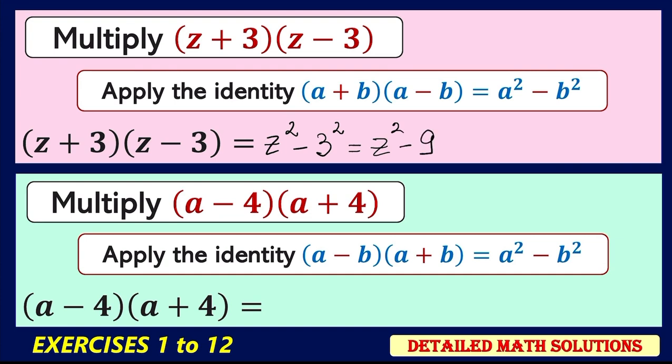For the next exercise, a minus 4 in parentheses, a plus 4 in parentheses. Again, when I apply the identity, I get a squared minus 4 squared, or this equals a squared minus 16.